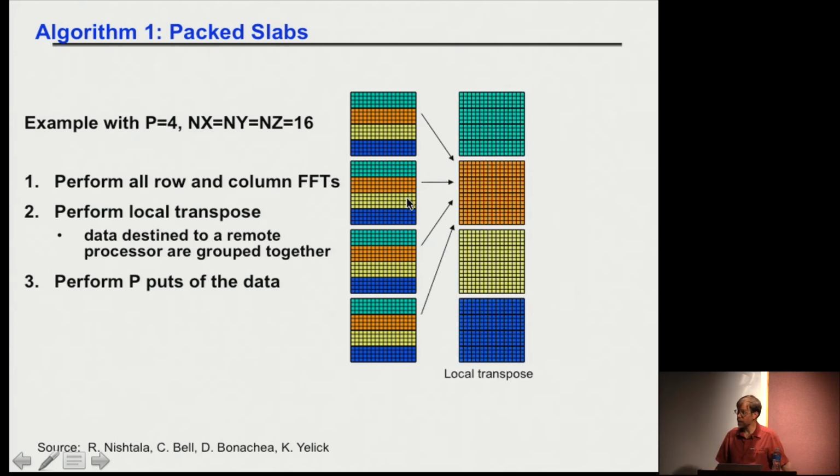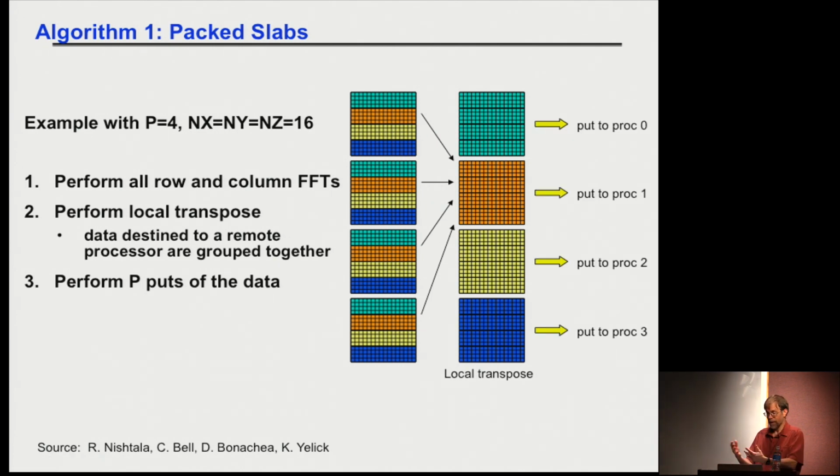And so there are going to be 4 messages, and they're all going to look like that to those particular destinations. And then in UPC lingo, I'm going to do p puts of the data, and everything that's orange is going to be sent in one put to processor 0, and if you're processor 0, that's actually not any communication at all, it's just local, and then to processor 1, to processor 2, and to processor 3. So that's what it all looks like for a very small problem.